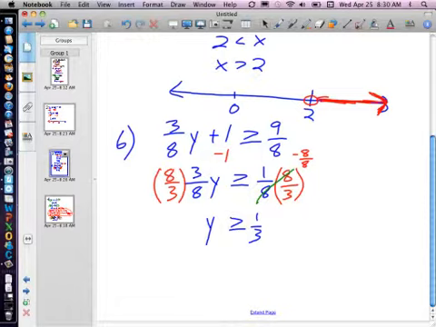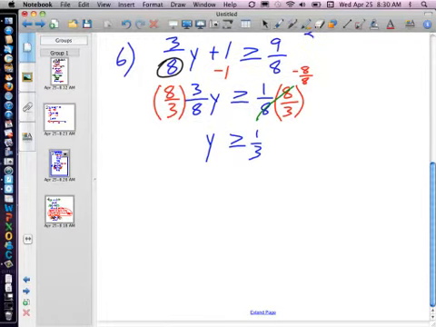Let's see if that makes sense. When I check it this time, I'm going to choose a y that is a multiple of 8, because then I can have a whole number when I do this multiplication. So y is greater than 1/3, so what if I choose 8? So then I have 3/8 times 8 is 3, so 3 plus 1 is 4, and that is greater than 9/8. So feeling confident that y is greater than or equal to 1/3.